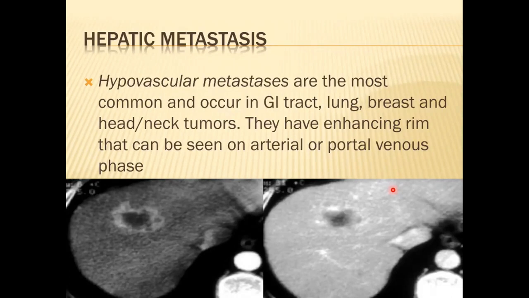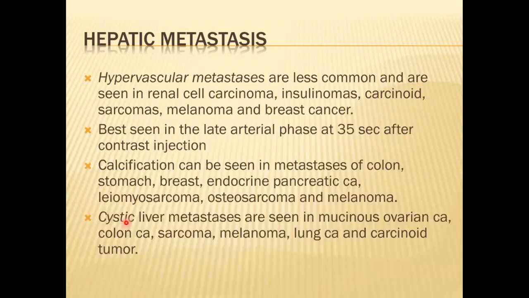The hypovascular metastases are the most common and occur in GI tract, lung, breast, and head and neck tumors. They have an enhancing rim that can be seen on arterial and portal venous phases. These are also called target lesions. Hypervascular metastases are less common and are seen in renal cell carcinoma, insulinomas, carcinoids, sarcomas, melanoma, and breast cancer. Best seen in the late arterial phase at 35 seconds after contrast injection.